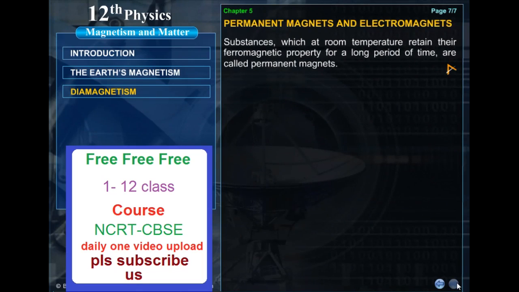Permanent magnets and electromagnets. Substances which at room temperature retain their ferromagnetic property for a long period of time are called permanent magnets.